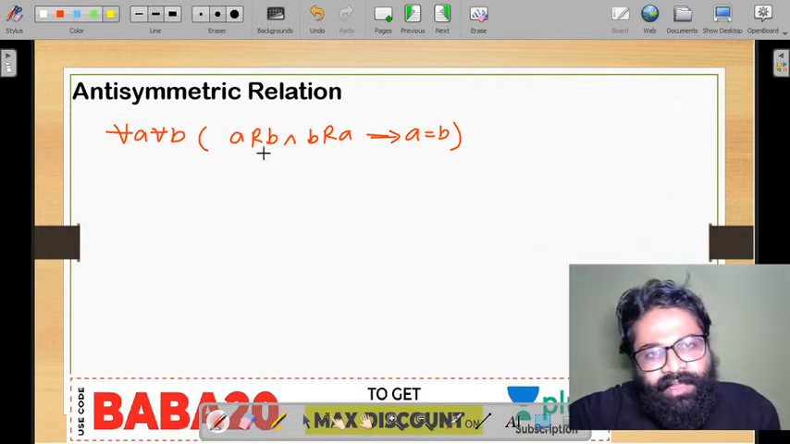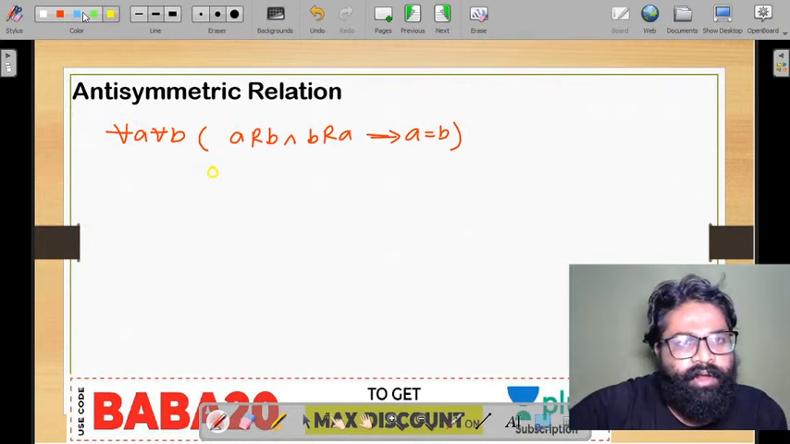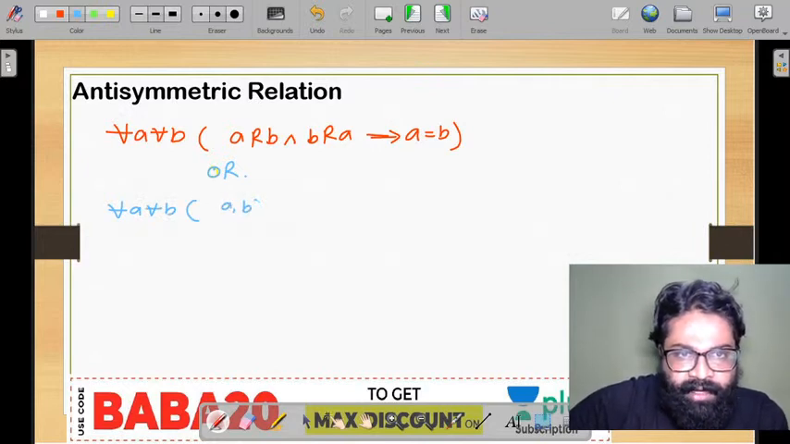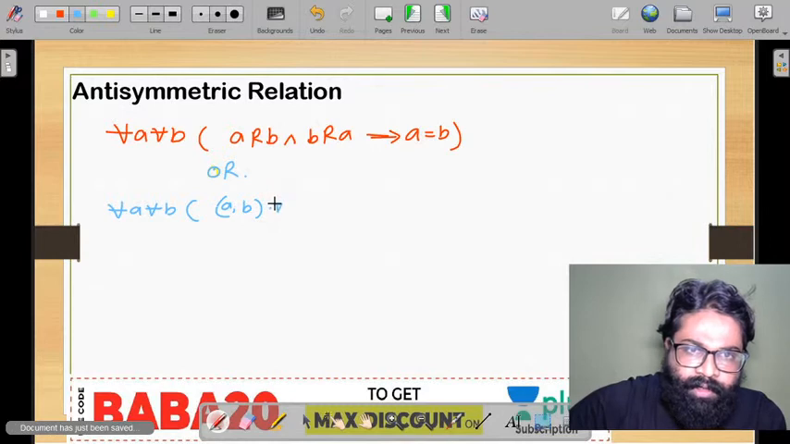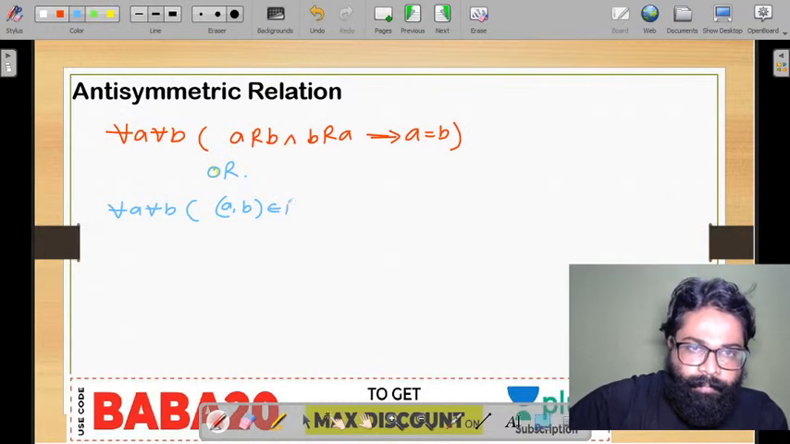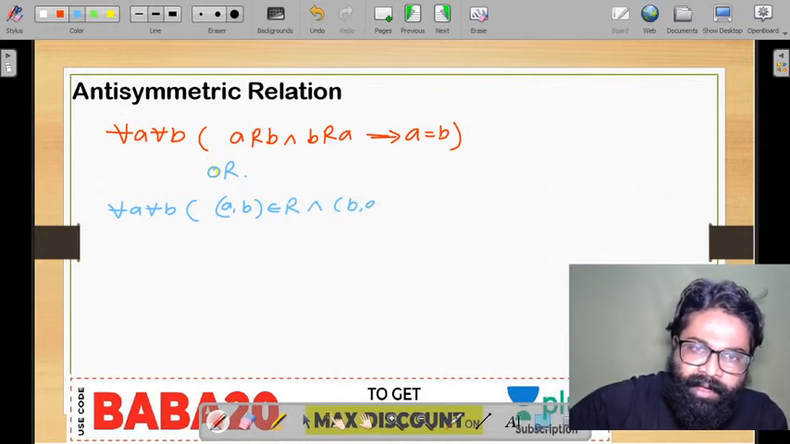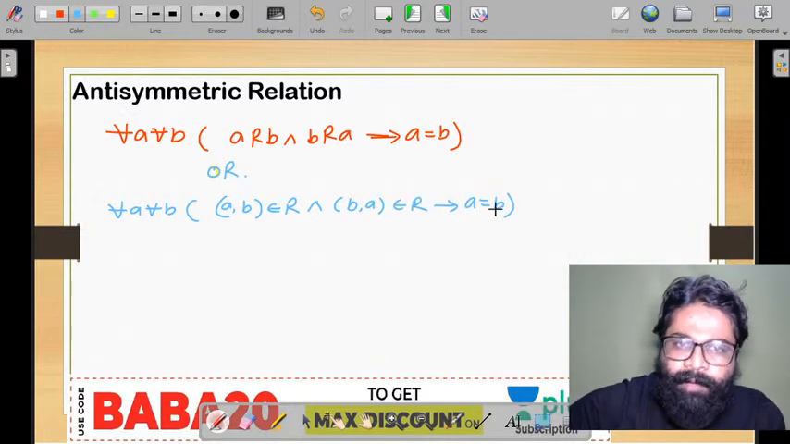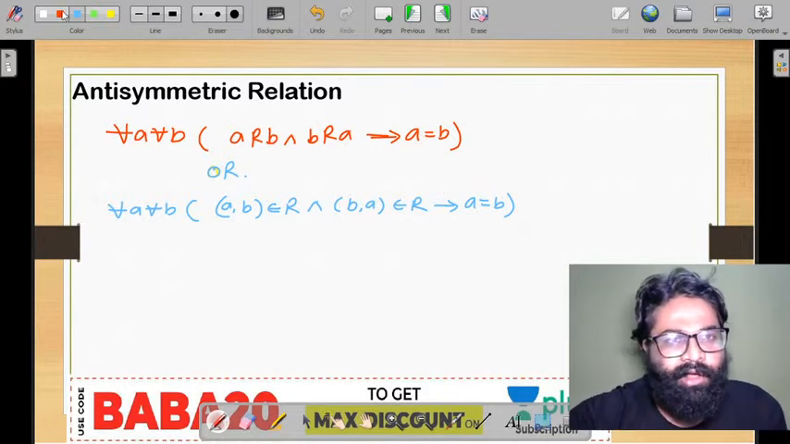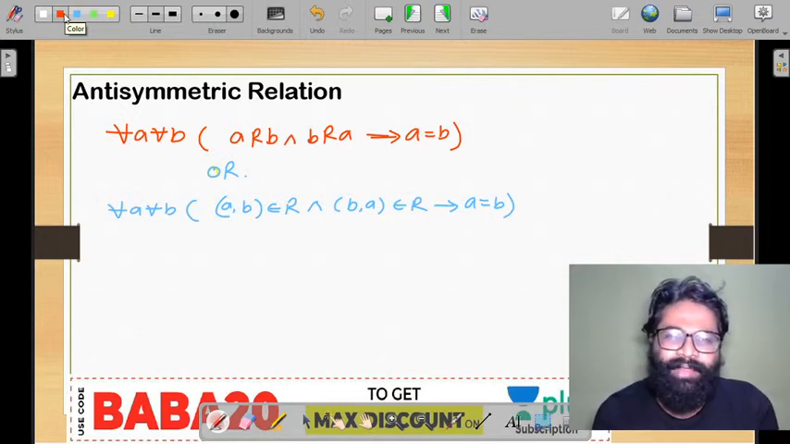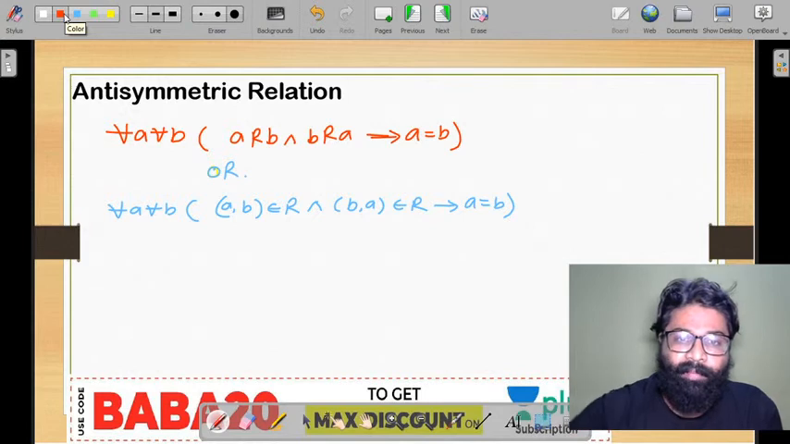Or another way of writing it: for all A and for all B, whenever (A, B) belongs to R, and at the same time (B, A) also belongs to R, then A is equal to B. Okay sir, I understood the mathematical logic representation, but can you give me an example of how (A, B) belongs to R and (B, A) belongs to R?